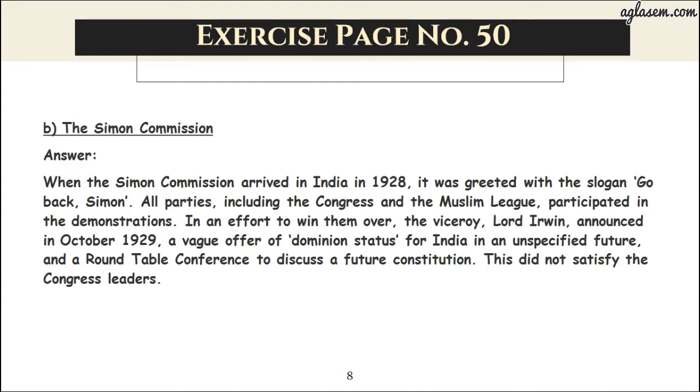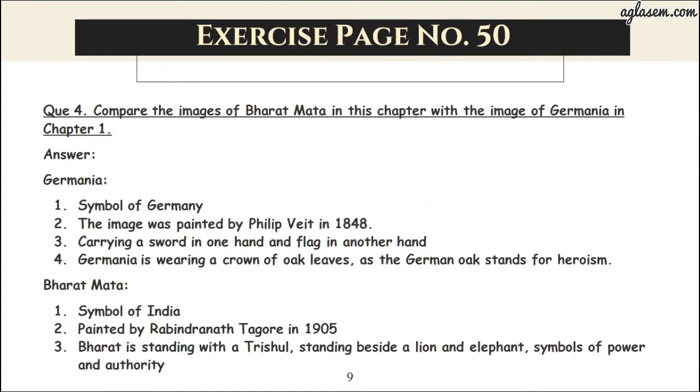Now, moving to the next question, question number 4: compare the images of Bharat Mata in the chapter with the image of Germania in chapter 1. So the answer is: Germania is the symbol of Germany, Bharat Mata the symbol of India. The second point is the image was painted by Philip Veit in 1848. The Bharat Mata image was painted by Abanindranath Tagore in 1905. Third point is carrying a sword in one hand and a flag in the other hand.